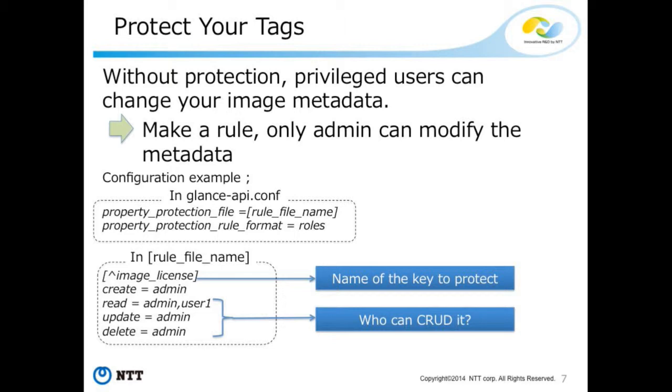How we're going to do this is, first we're going to use the Glance image property protection feature. First, you have to tell Glance where to look and what we are looking for. In the Glance API configuration, we put the file name where we're going to put the rules, and then what kind of rules we are looking for. We basically use the role-based rules, and this is the sample configuration we use in this feature.